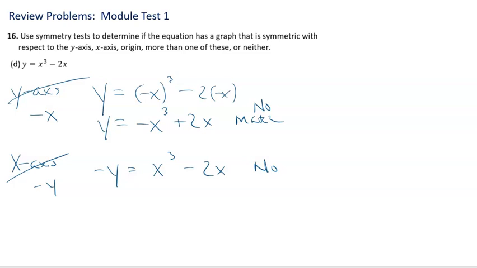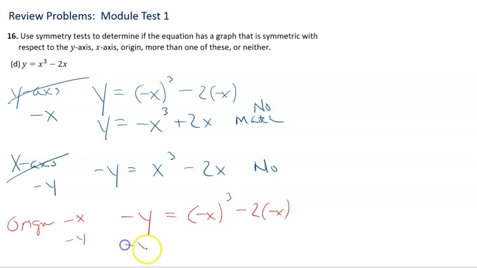And then the last one is does it have origin symmetry. To check origin symmetry, we do negative x for x and negative y for y. So I have negative y is equal to negative x to the third minus 2 times negative x. That gives me negative y is equal to, now negative x to the third is negative x to the third without parentheses. Negative 2 times x is negative 2x.